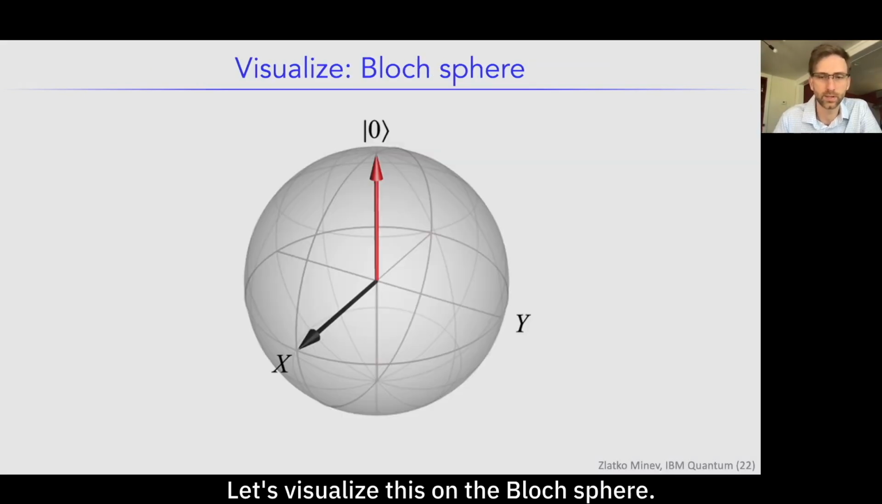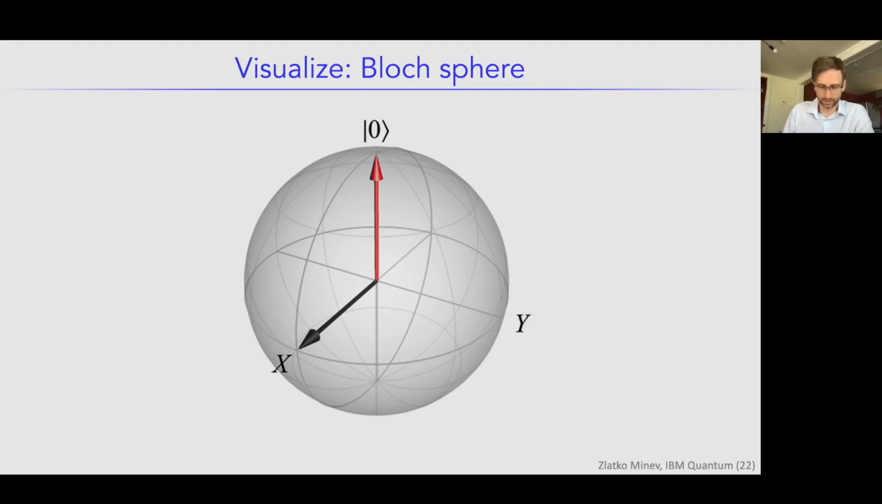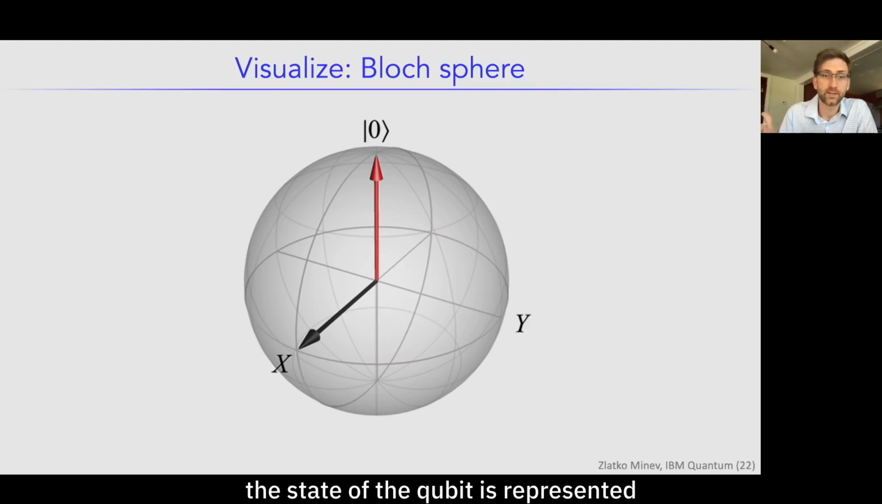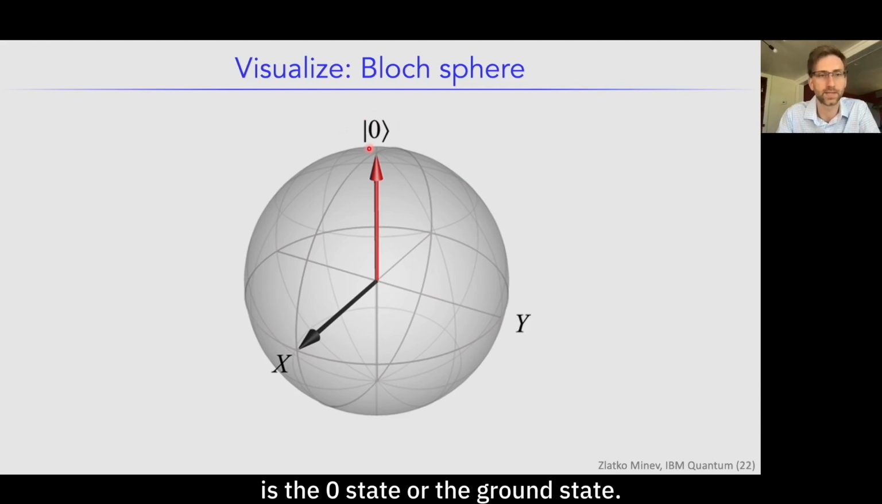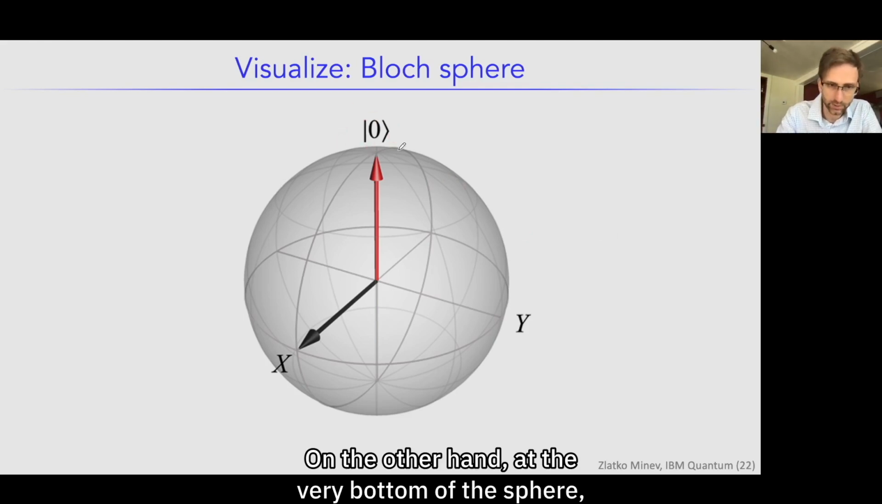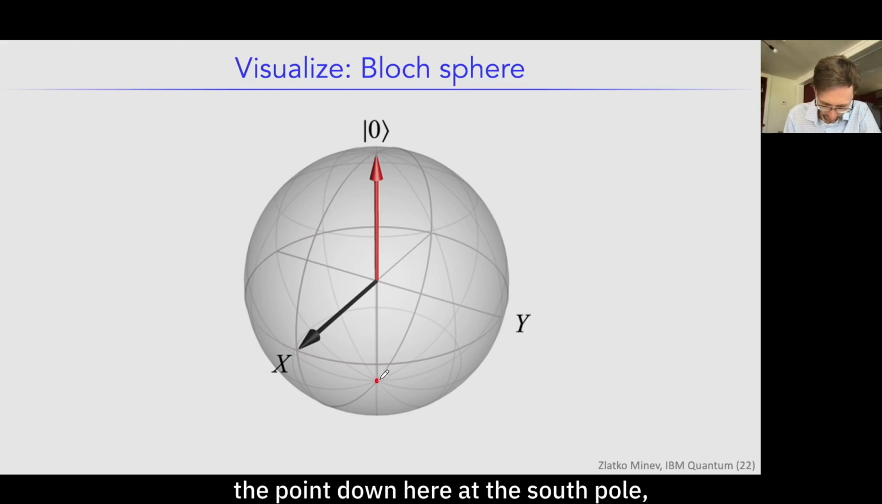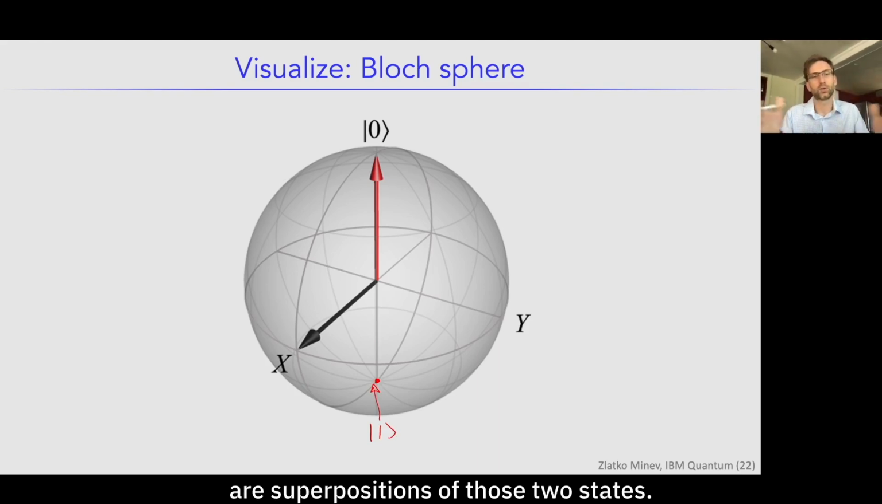Let's visualize this on the Bloch sphere. In the Bloch sphere picture, the state of the qubit is represented, to remind us, as an arrow of unit length. The tip of the Bloch sphere up here at the very top is the zero state, or the ground state. On the other hand, at the very bottom of the sphere, the point down here at the south pole represents the one state. The states in the middle are superpositions of those two states.